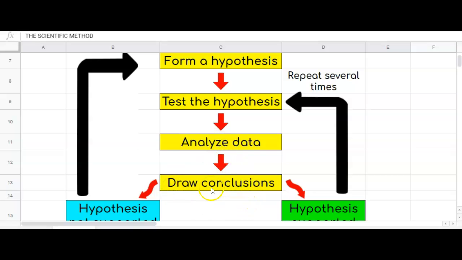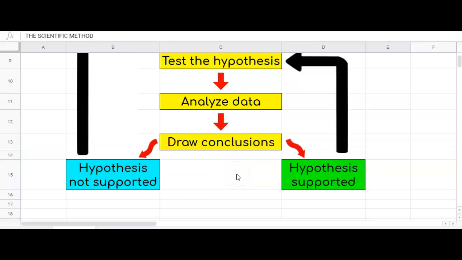Then you will draw a conclusion. So you're going to come up with a conclusion as a statement. You're going to say the lighter car was faster than the heavier car, or the car with better traction on its tires was faster. That is a conclusion. Okay?